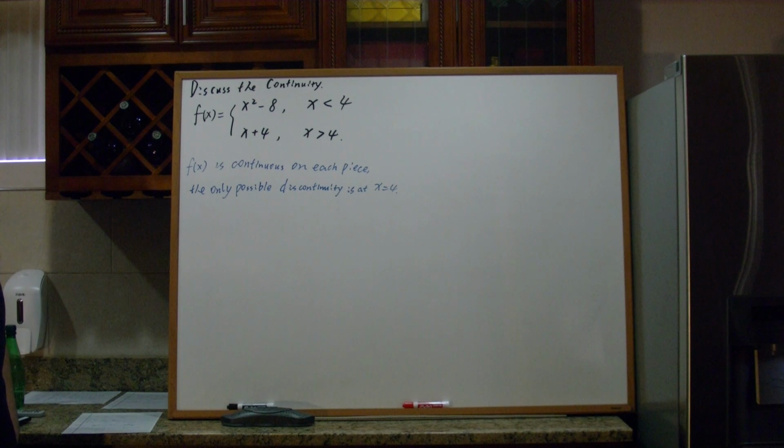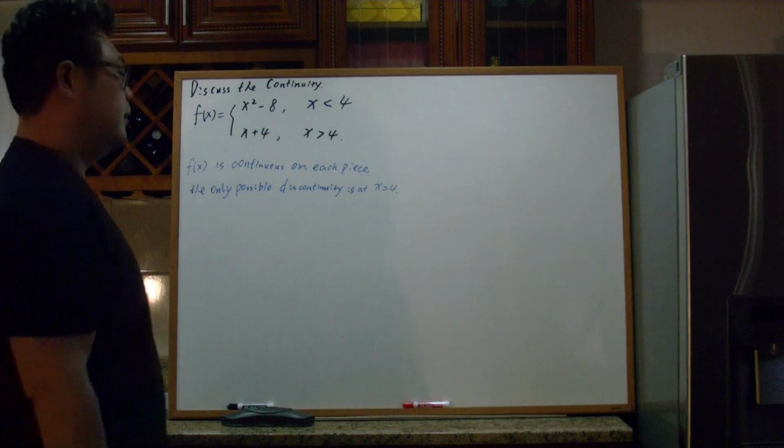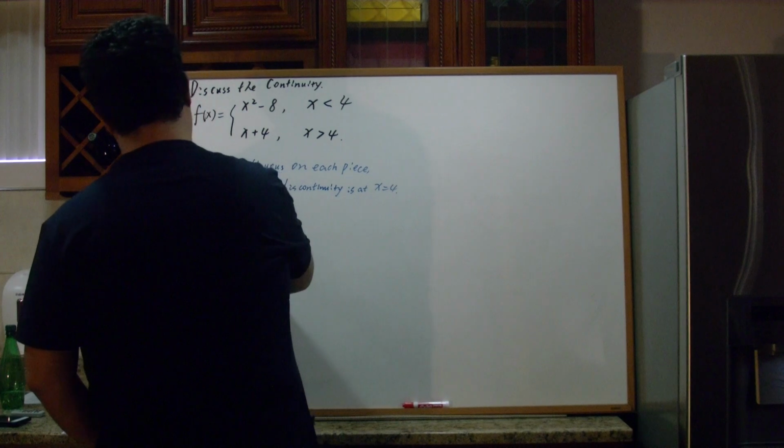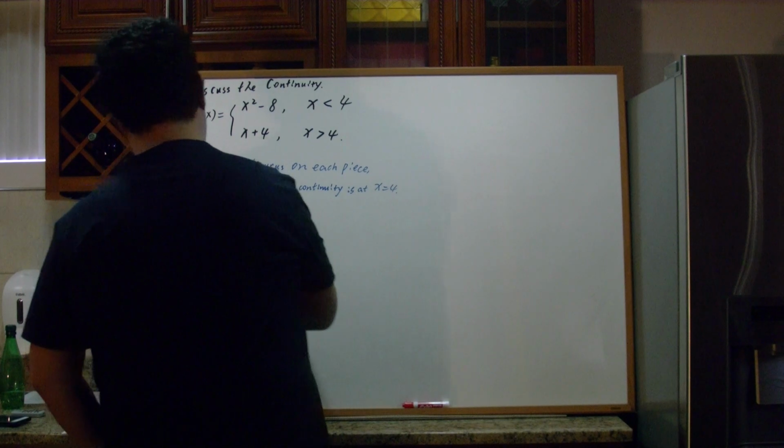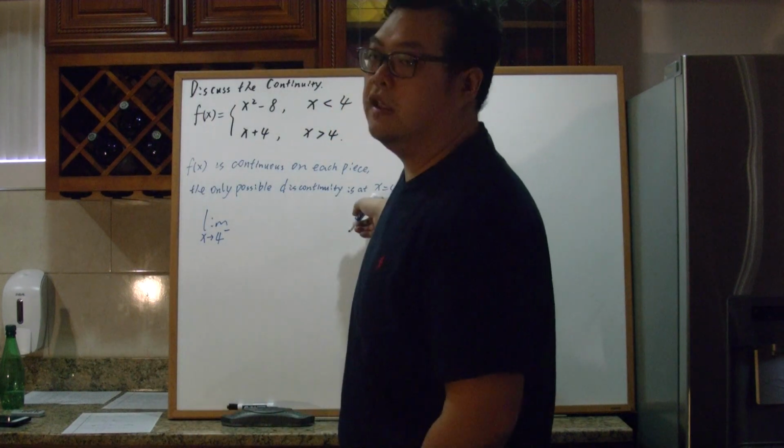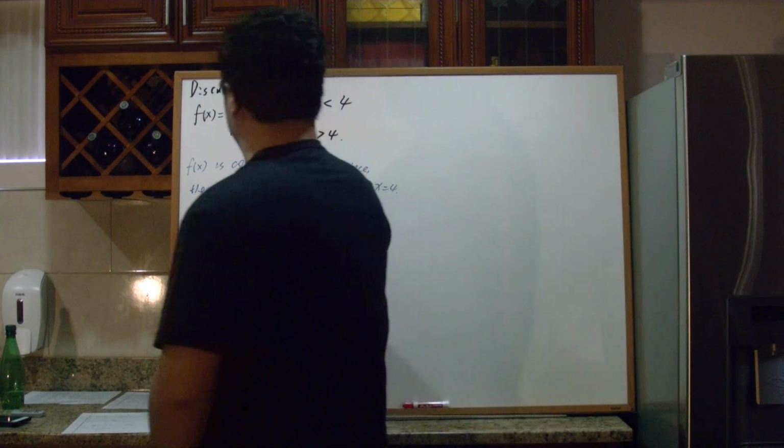So we check the one-side limit to figure out if the limit exists or not. And if we need to move on, then we check the function value, then make the conclusion. So, one-side limit. For x equals 4, check it from the left.